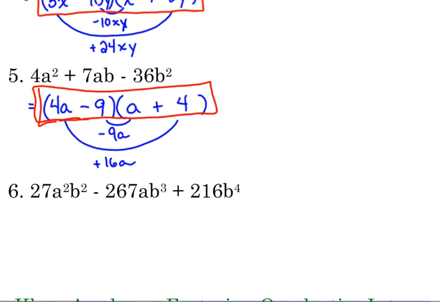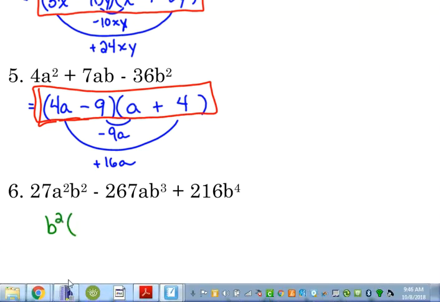Okay, let's look at this last one, number 6. I know it's not the last one on paper, but the last one we're going to do in this little group. Number 6, 27a squared b squared minus 267ab cubed plus 216b to the 4th. The easy part to notice of the GCF is what? They all have at least a b squared. So b squared is part of our GCF.